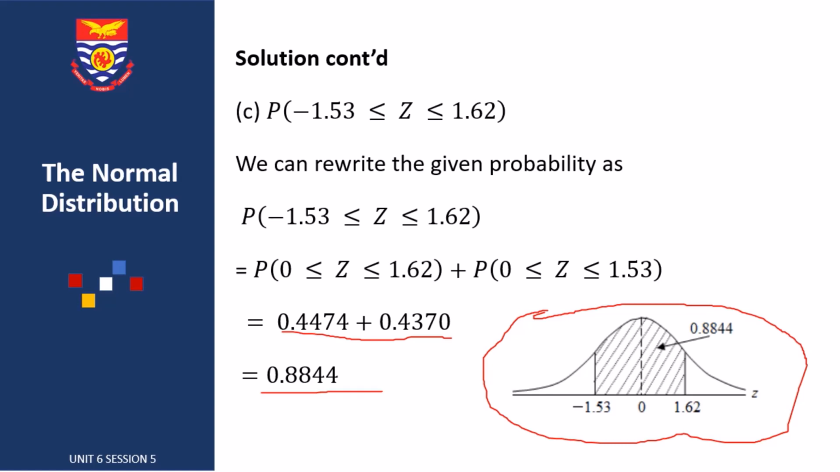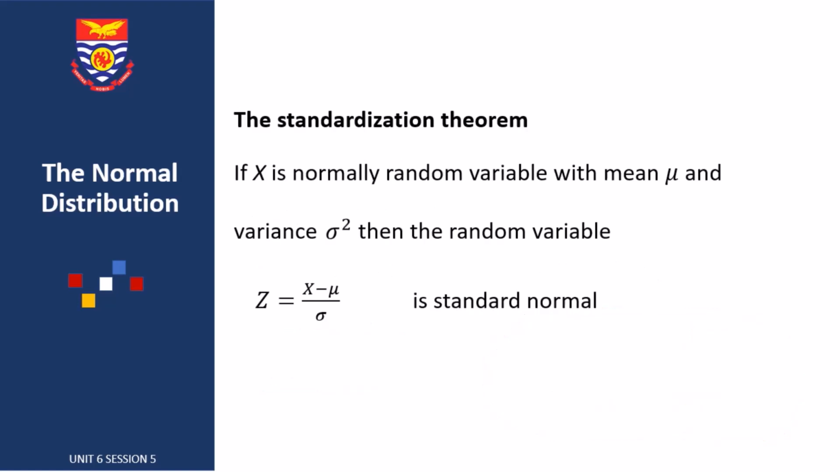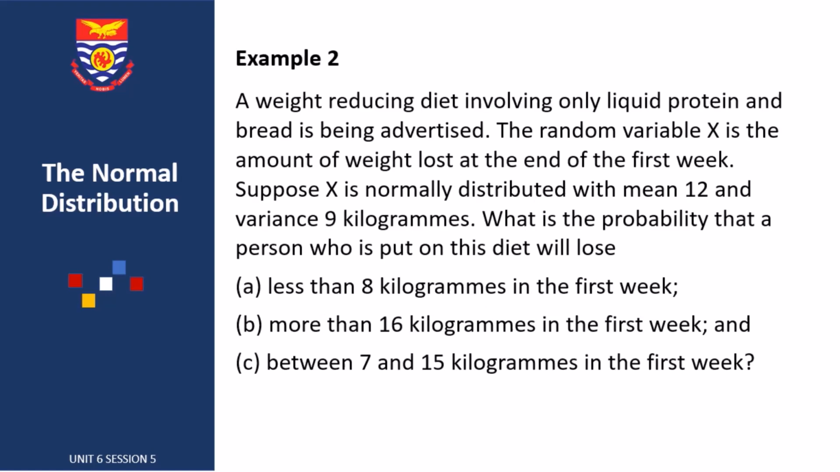Yeah, let's make progress and look at a more complex example. And now we come to the standardization theorem. So if x is a normally distributed random variable with a mean mu and a variance sigma squared, then a random variable z will be standardized to (x minus mu) over sigma. This is what we call the standard normal. Maybe the example will tell us more.